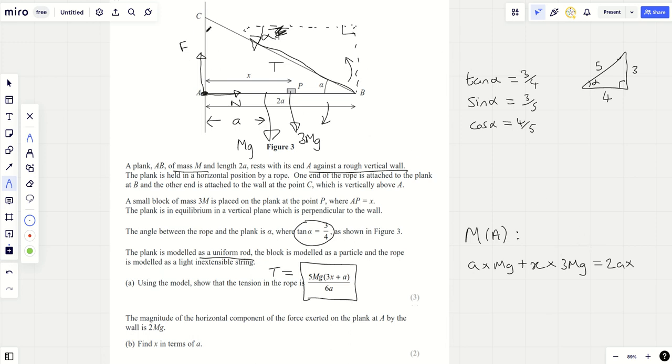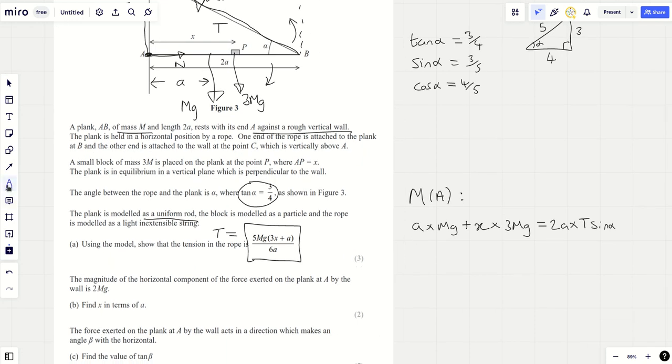Yeah, or you can look at it over here. That's going to be T sine alpha. So 2a T sine alpha. Get that done because that will be worth serious method marks. Yeah, no need to rush this.